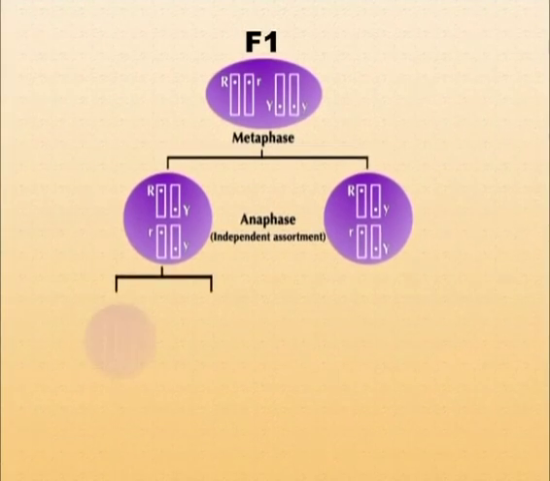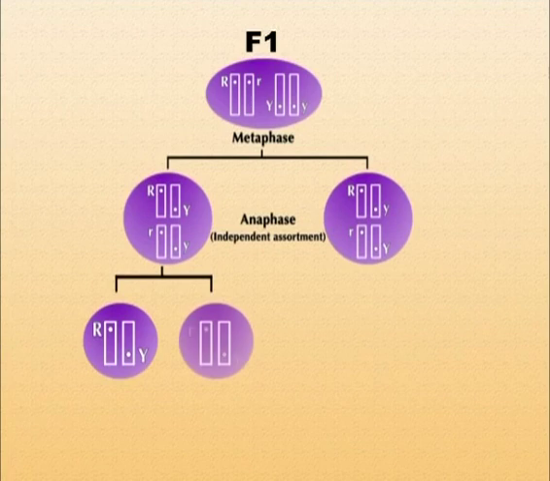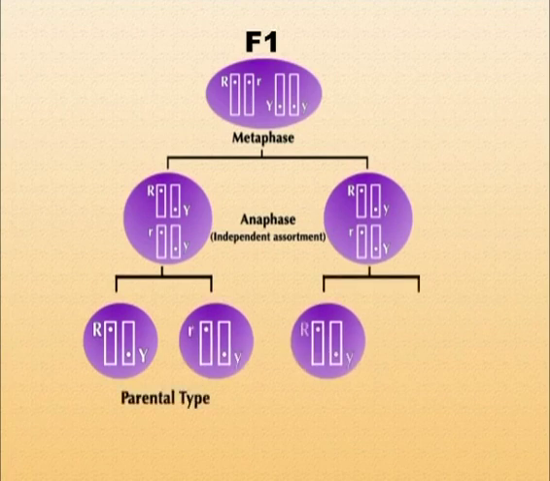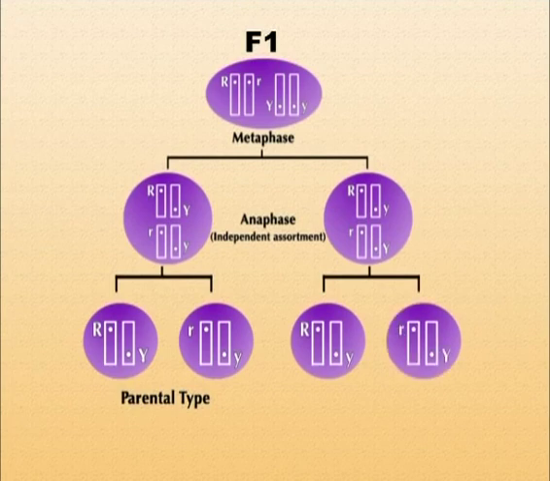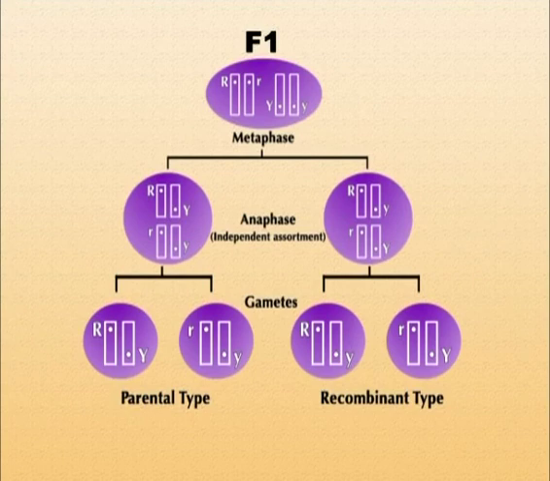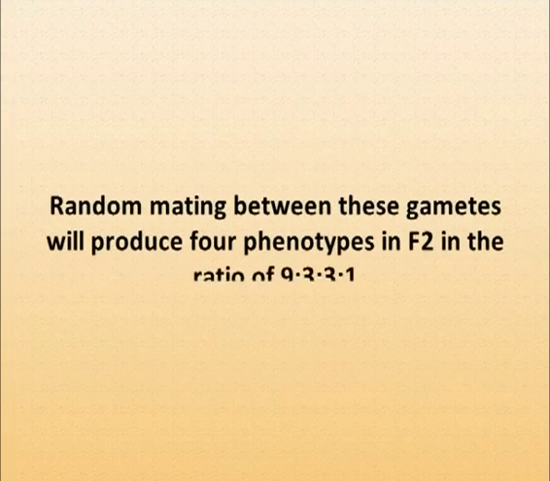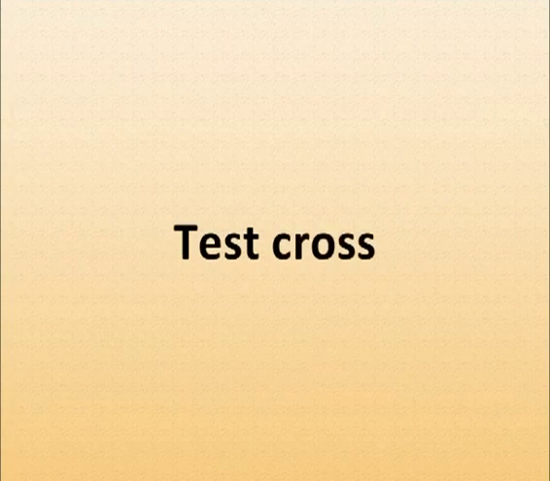Due to independent assortment, four types of gametes are produced: capital R, capital Y; capital R, small y; small r, capital Y; and small r, small y types. Two of these types are parental, the other two are recombinants. Random mating between these gametes will produce four phenotypes in F2 in the ratio of 9:3:3:1. Now, what is a test cross?